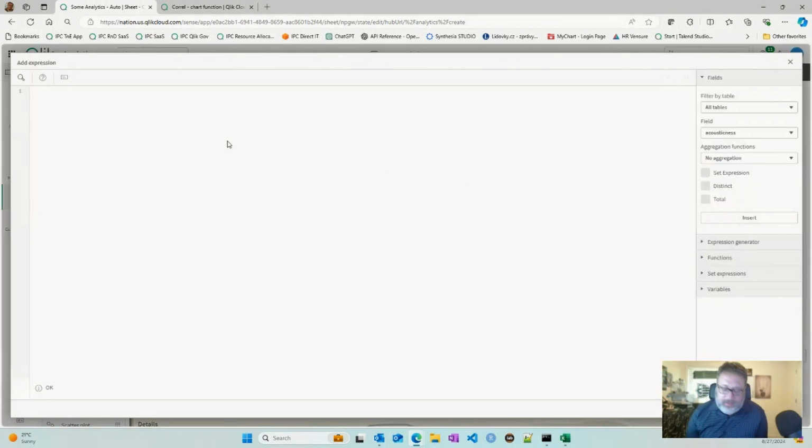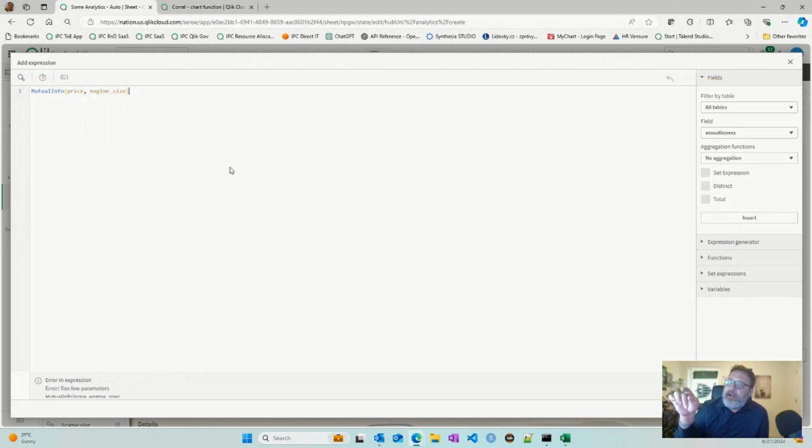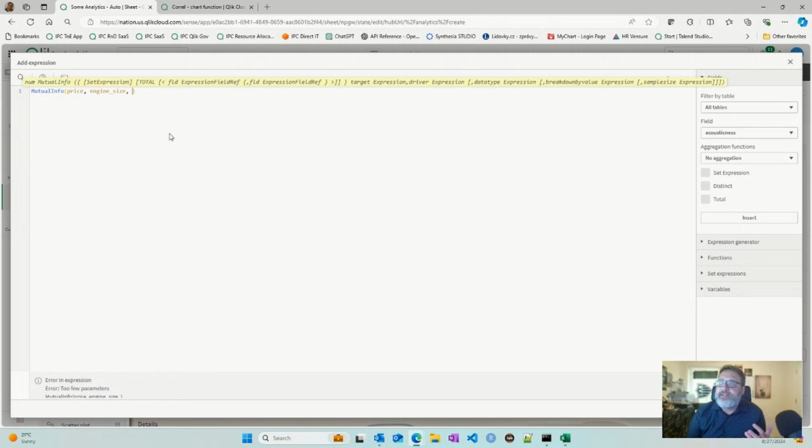So let's come up here, and the function is mutual info. And I have three parameters. The first two are just like correlation. What are the variables? Let's say I want to do price and engine size. Very good. However, I'm missing a parameter. You see, too few parameters. That's my error. The third parameter, you can put a number, but I find it's easier if you just put the string.